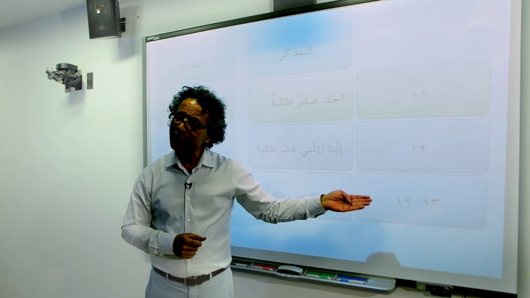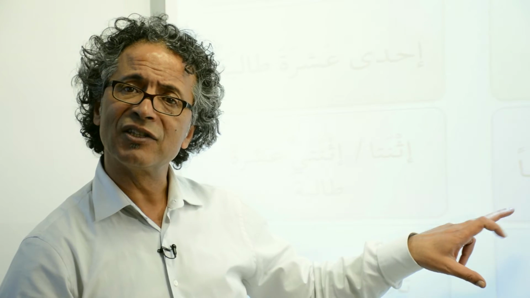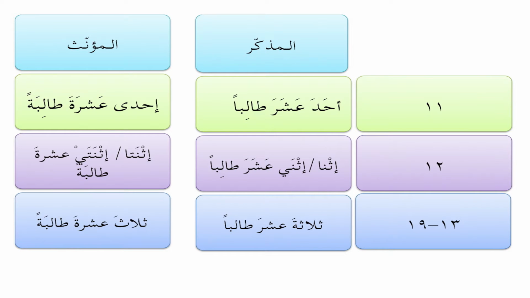From 13 to 19, it's the same rules. So 13 طالبا, notice 3 disagrees in gender, 10 agrees, and طالبا is singular, indefinite, and has 2 fathas at the end. 13 طالبة, same thing, disagreement in gender. This is masculine, this is feminine. 10 feminine, feminine, and طالبة is indefinite, singular, and has 2 fathas at the end.